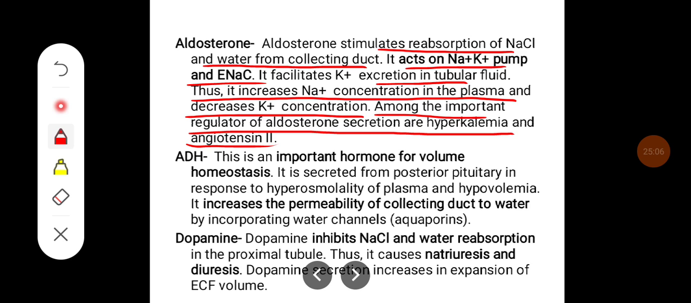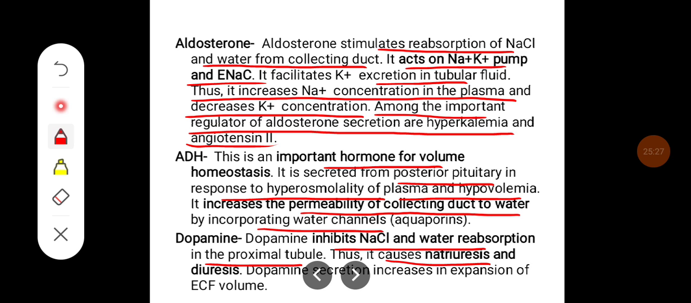ADH is also an important hormone for volume homeostasis. It is secreted from the posterior pituitary in response to hyperosmolarity of plasma and hypovolemia. It increases the permeability of the collecting duct to water. Dopamine inhibits sodium chloride and water reabsorption in the proximal tubule. Thus, it causes natriuresis and diuresis. Dopamine secretion increases in expansion of the ECF volume.